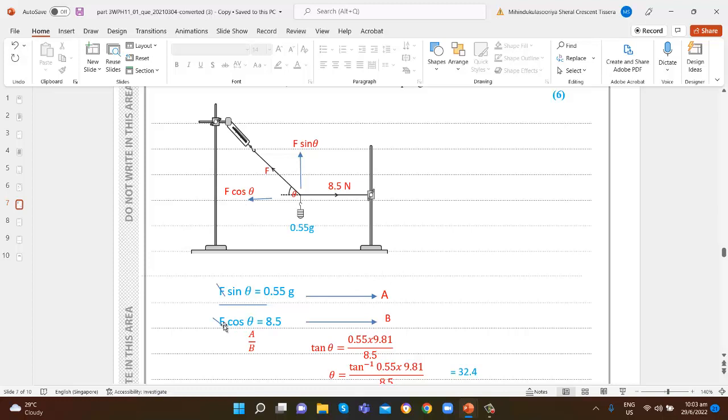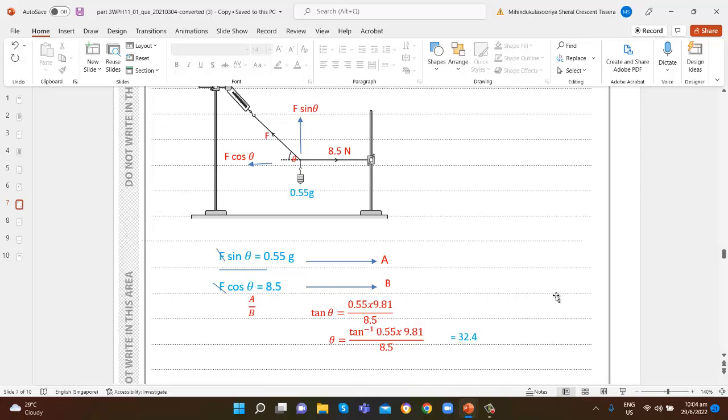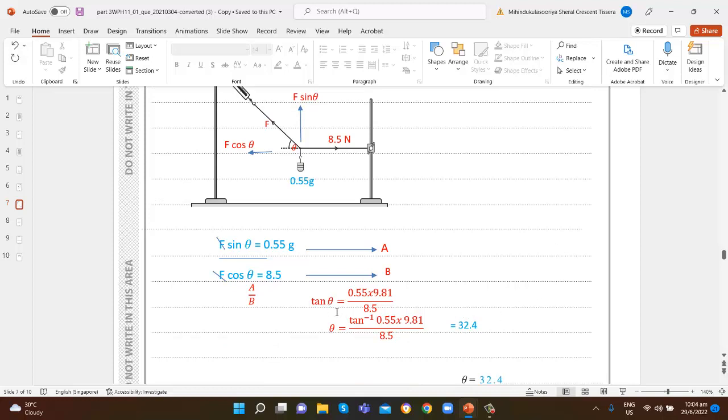Secondly, you write F cos theta equals 8.5, and name it B. When you divide equation A by equation B, you are left with sin theta over cos theta equals 0.55 g over 8.5. What do you mean by sin theta over cos theta? That is tan theta. What is g? 9.81. So very easily you can find tan theta. Then go to the calculator, take tan inverse of the value, and you get theta as 32.4.